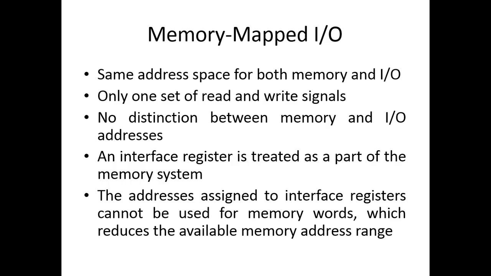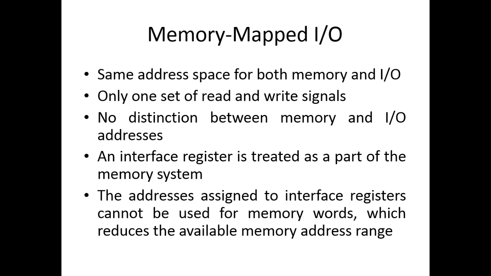In this mechanism, only one set of read and write signals is needed because there is no distinction between I/O operations and memory operations. Specifically, we can say there is no distinction between memory word addresses and the addresses to be assigned to interface registers. So with one set of read and write signals and no distinction between memory and I/O addresses, this configuration assumes that an interface register is a part of the memory unit. This configuration is known as the memory mapped I/O mechanism.